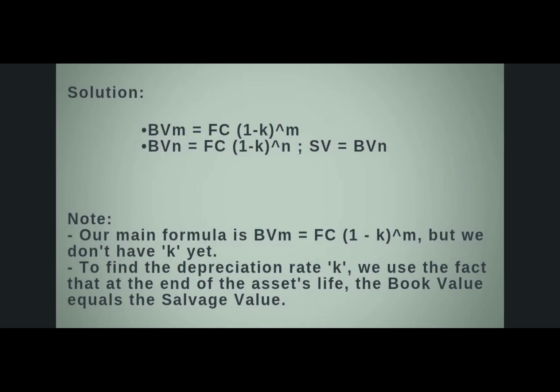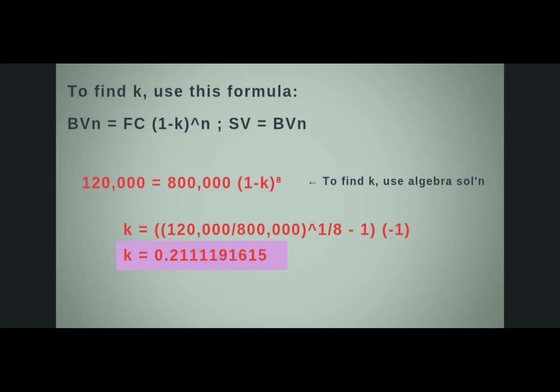Our main formula is BVM equals FC times (1 minus K) raised to M, but we don't have K yet. So, to find the depreciation rate K, we use the other formula, which is BVN equals FC times (1 minus K) raised to N, where the book value is equal to the salvage value, 120,000 pesos. To find K, use the second formula provided in the previous slide. After plugging in all the given values, 120,000 equals 800,000 times (1 minus K) raised to 8.